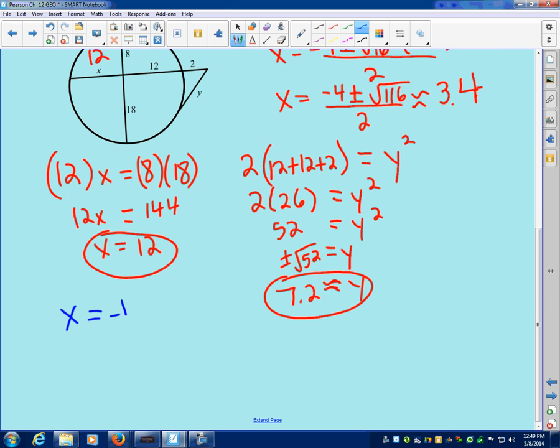X equals negative b plus or minus square root of b squared minus 4ac, all over 2a.